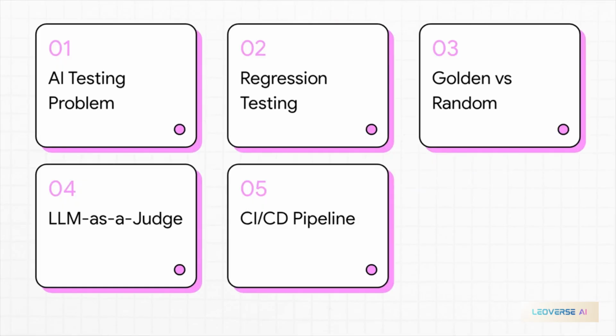Here is our roadmap for this explainer. We'll start with the AI testing problem, then move into defining AI regression testing. After that, we'll look at data sets, specifically golden versus random. Then, we'll break down the LLM as a judge approach. And finally, we'll wrap up by building out the actual CI/CD pipeline.